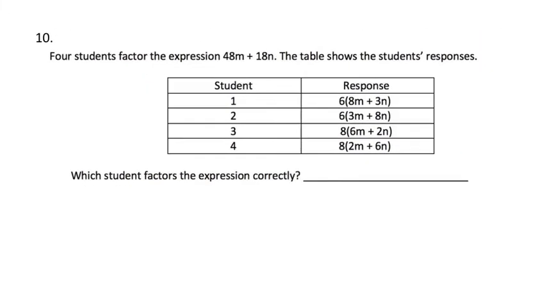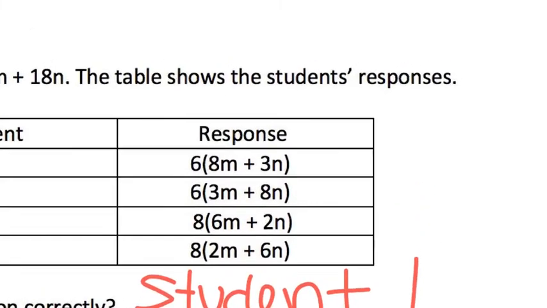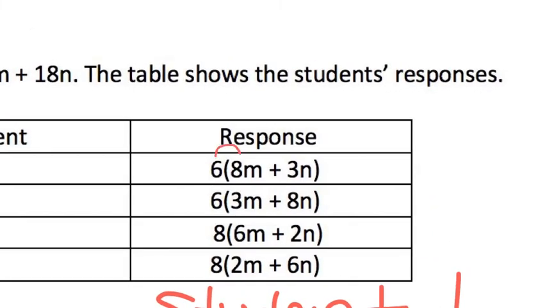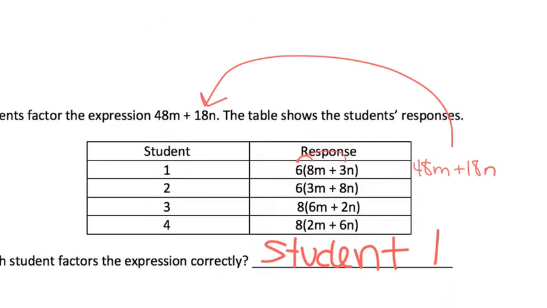All right, for number 10, 4 students factored the following expression. Which student shows the correct expression? All right, this would be student 1, and I will show you why. If we multiply to get rid of parentheses, 6 times 8, that's 48m. 6 times 3 is positive 18n. That would be the only expression that would match what was given.